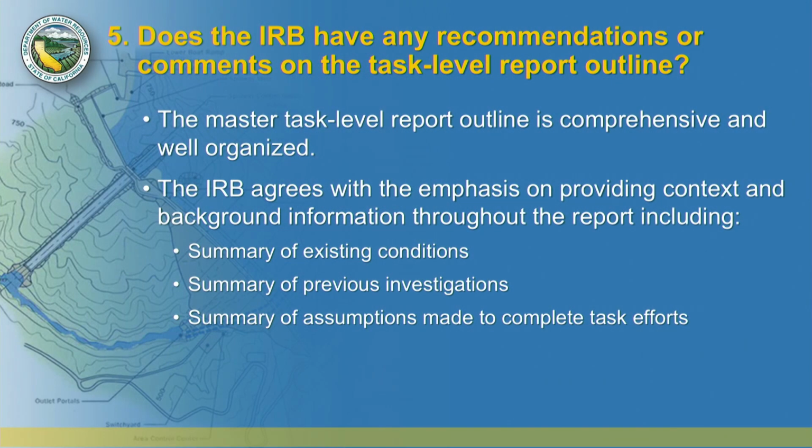The fifth question is, does the Independent Review Board have any recommendations or comments on the task level report outline? This was the first time that we saw this outline. We had seen the master report outline previously, and we really do feel that it's a comprehensive outline and it's well organized. We agree with the emphasis on providing context and background information throughout the report, including summaries of existing conditions, summaries of previous investigations, and summaries of assumptions made to complete task efforts. And so, again, we think that a lot of these things can be done early as task teams are working toward the final report.